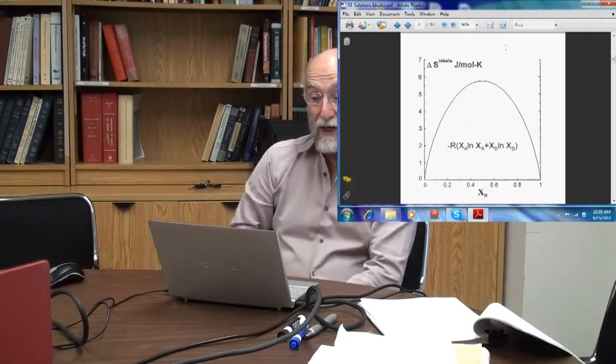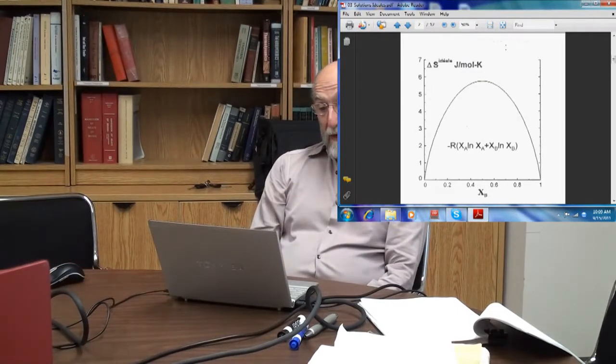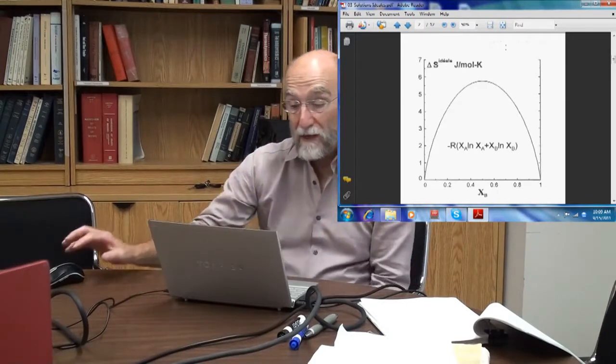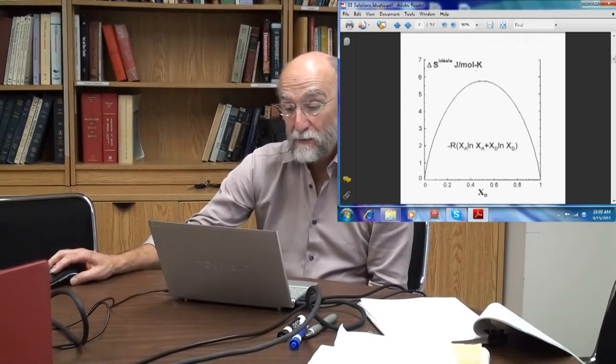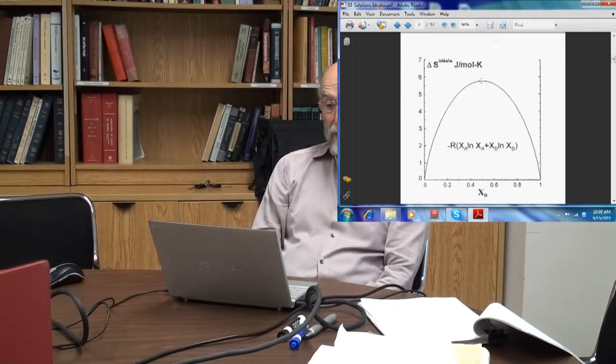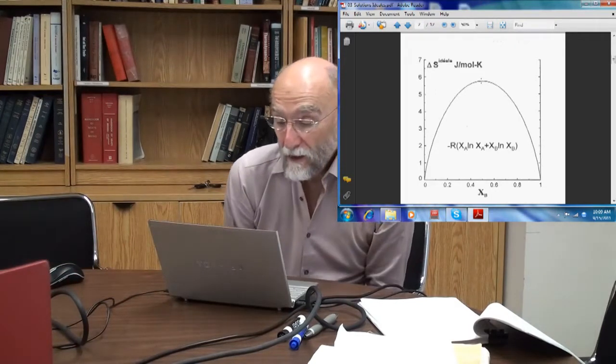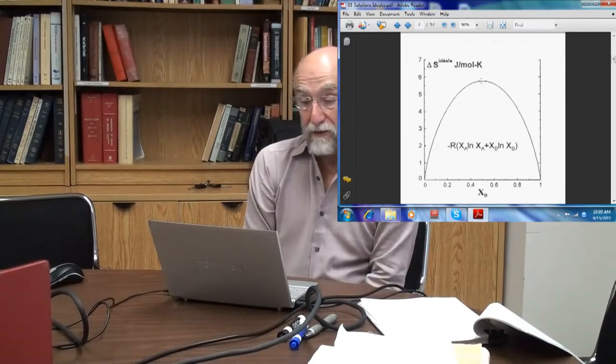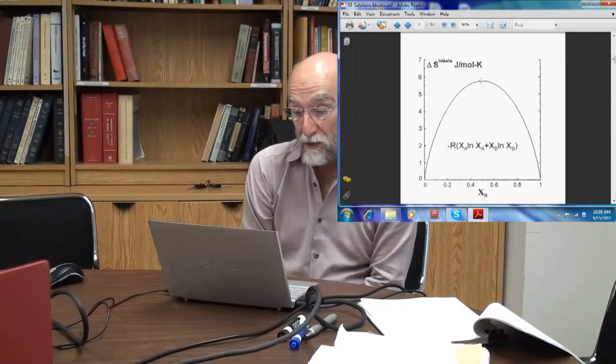This is the ideal entropy of mixing in joules per mole, minus R times Xa log Xa plus Xb log Xb. To give you an idea of the order of magnitude, the maximum here is about 5.78 joules per mole Kelvin. The ideal entropy is always positive, symmetrical, and independent of the temperature. So that's what your ideal entropy curve looks like.